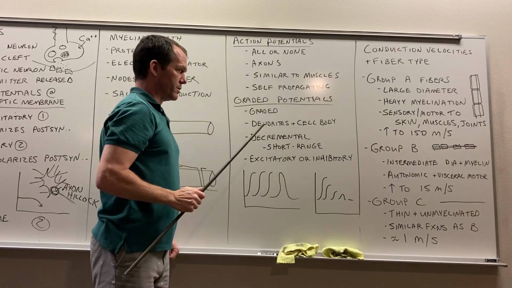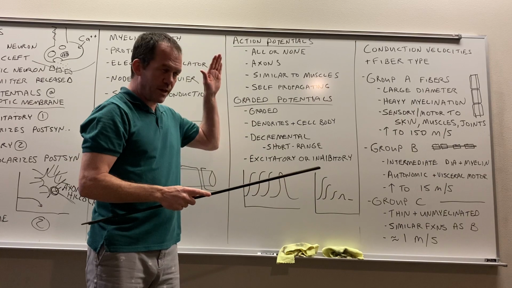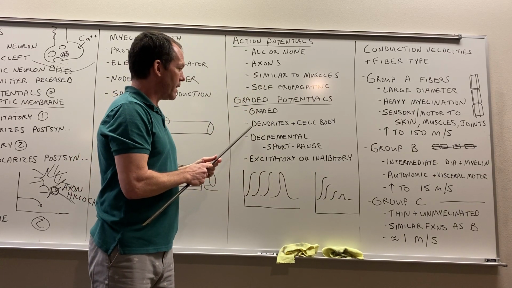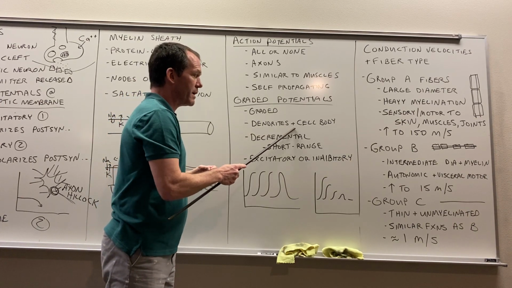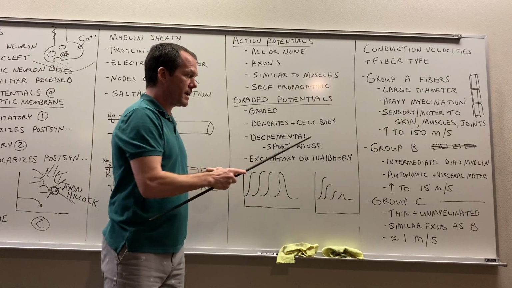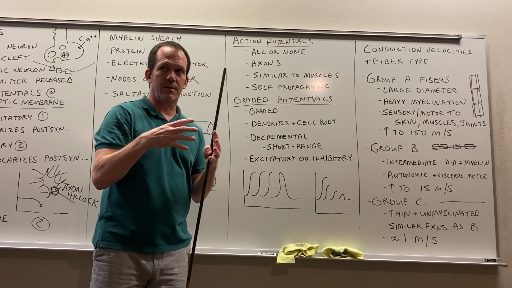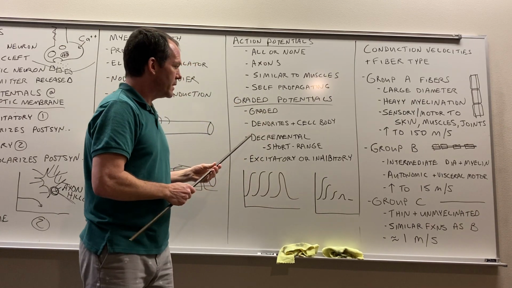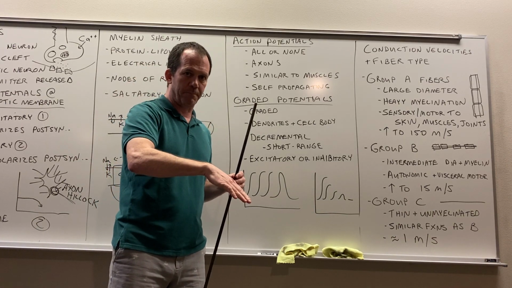Contrast that with graded potentials. Graded potentials are graded, meaning that they don't go all or none. They can creep up or creep down. They are found being transmitted along dendrites and the cell body, so the receiving portions of the neuron generate graded potentials. They are decremental, which means that they degrade over time.